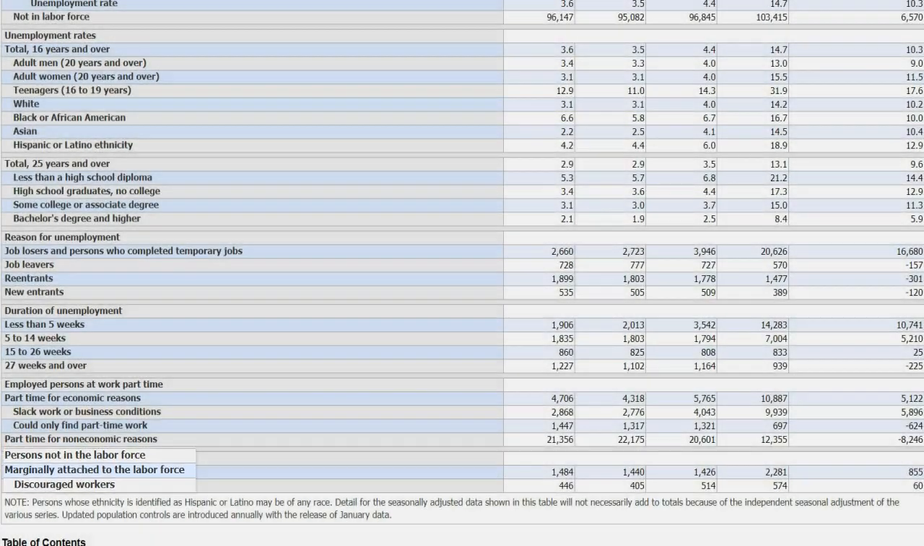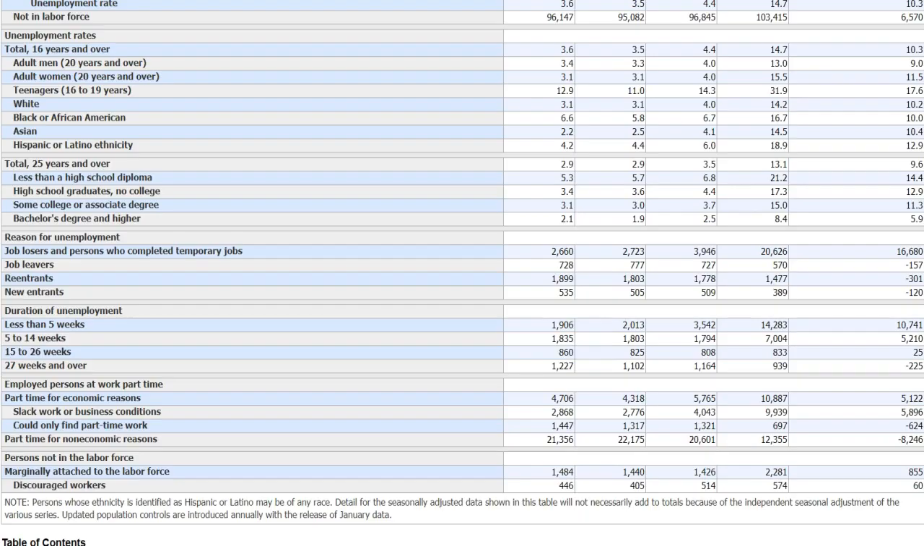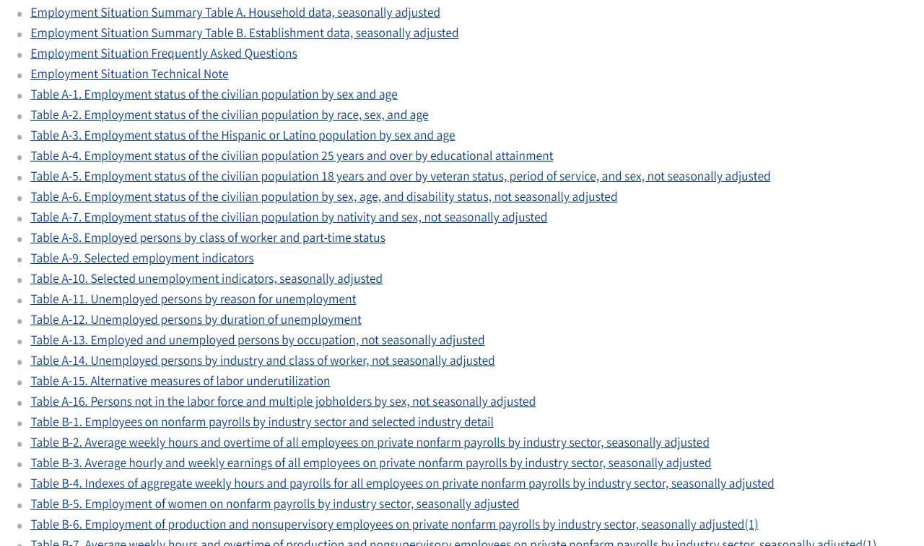So again, this is going to be important to keep our eye on going forward because these categories are not counted in the unemployment rate, nor are they even counted in the labor force participation rate. So just looking at those statistics might not tell us the whole story if we have a lot of people that become marginally attached to the labor force. Next, we'll look at the other summary for Table B.